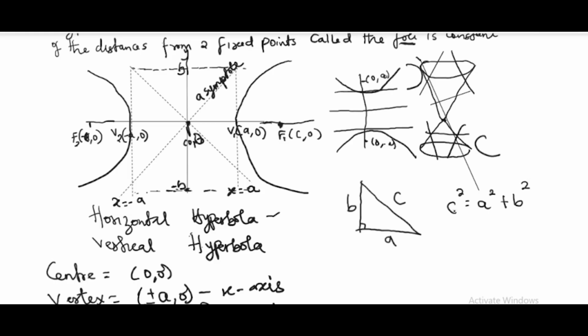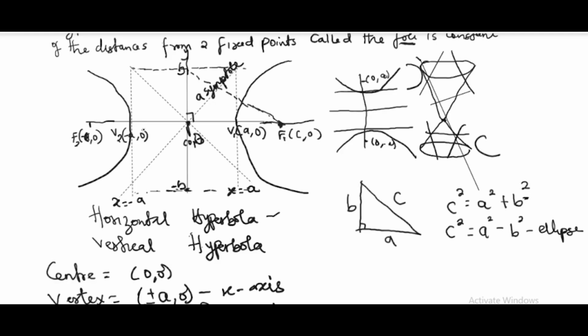Now, have you seen the difference between focus in a hyperbola and focus in an ellipse? For focus in an ellipse, we take the difference of squares of the what? Of the vertices. The difference of squares of the vertices gives us the focus. This is for an ellipse.